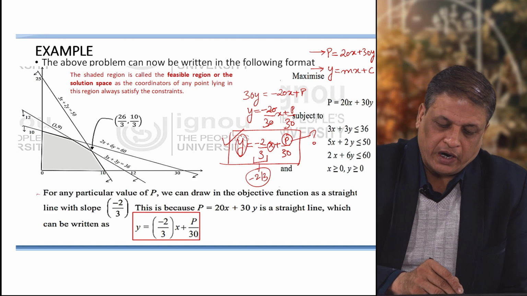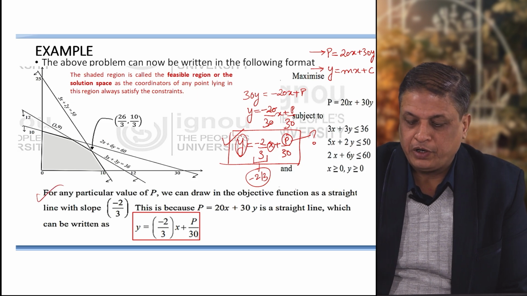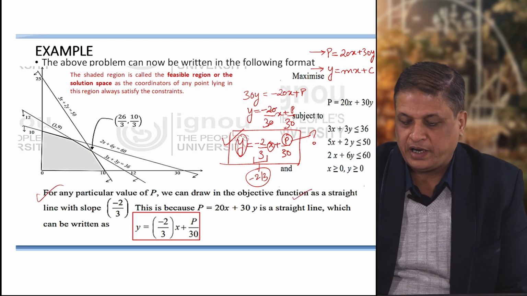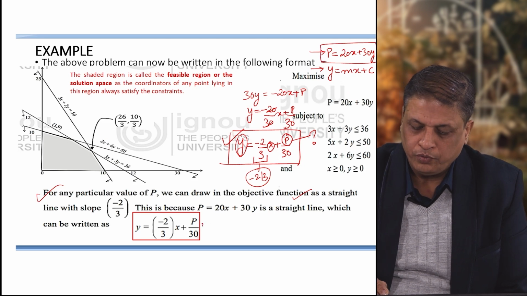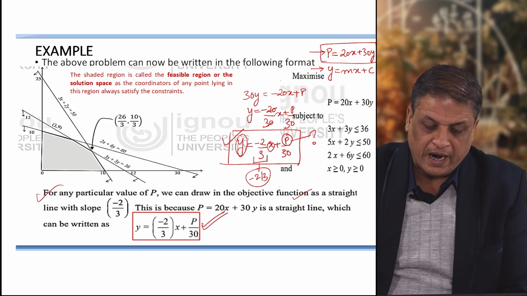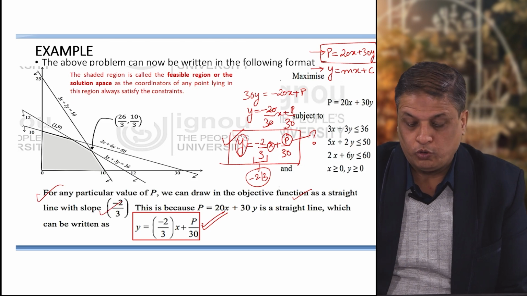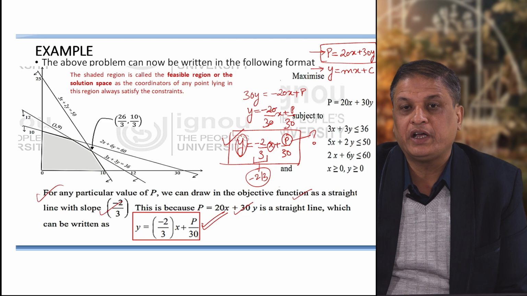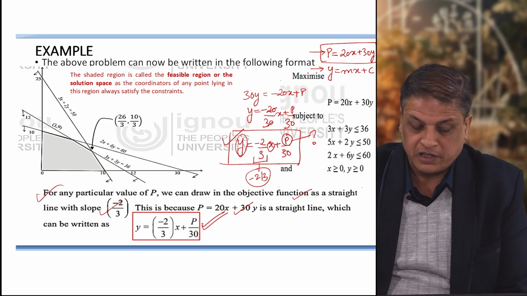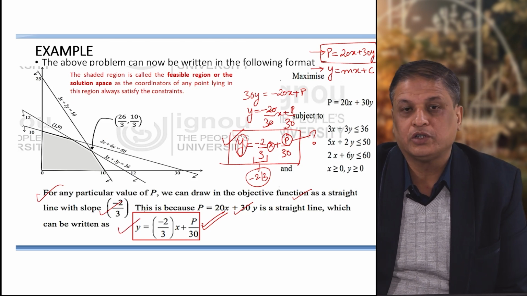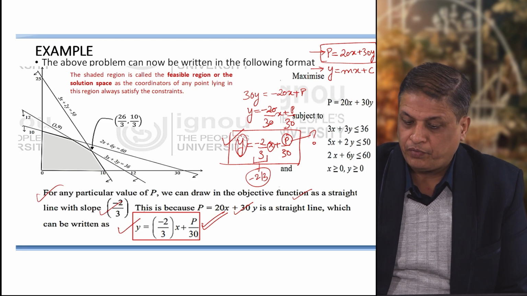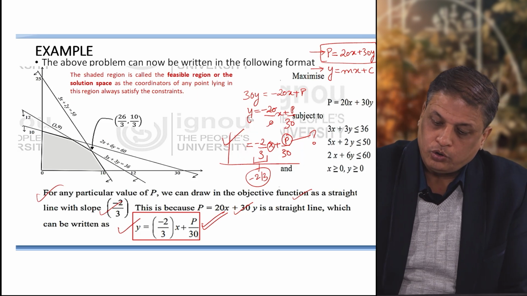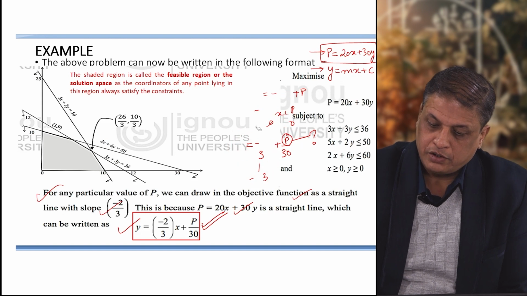So, for any particular value of p, we draw the objective function as a straight line, because this is the objective function reformulated into this expression. The slope of the line is minus 2 by 3, and this implies that p is equal to 20x plus 30y is a straight line, which is rewritten into this format. We need to find the value of p for which the profit is maximum. How to do this? Let us start.